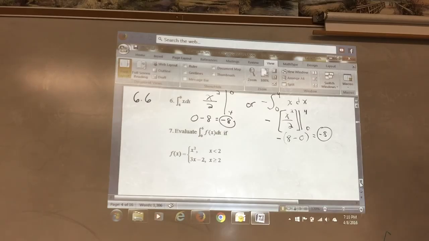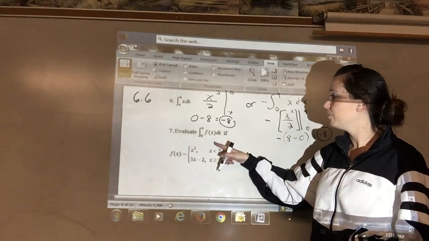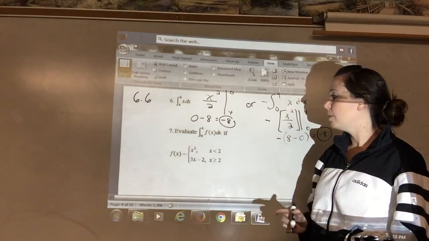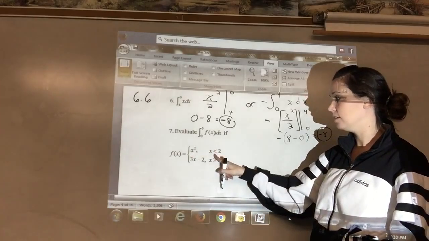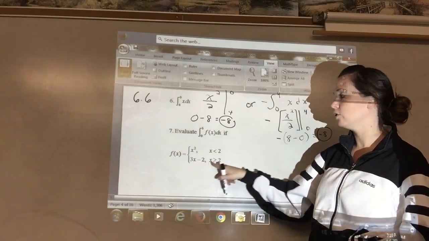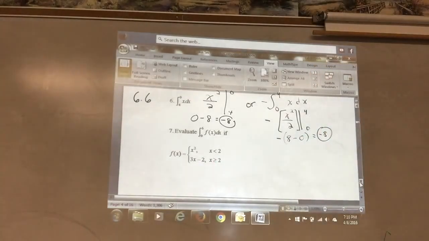Okay? Next, number 7. We have a piecewise function. So they want us to evaluate this function from 0 to 6, but if you look, I need to use this function if I'm less than 2, and I need to use a different function if I'm 2 or larger. So I'm going to have to split up my integral here. Let me give myself some space to do this.